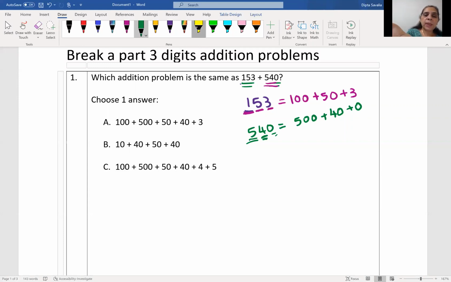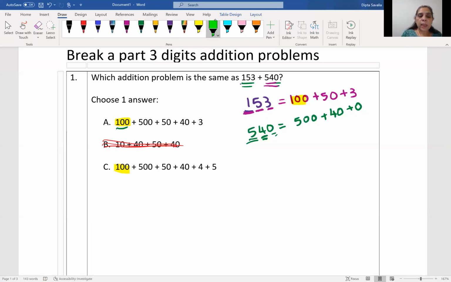Now we will compare this with each multiple choice, and we will check which one to eliminate first. Okay, so we have A is 100, and we need 100 for each one. So here we have 100, here we have 100. B, we don't have any hundreds, so I will cross it out right away. We don't need to check anymore. Okay, now let's check which one is the correct answer here.